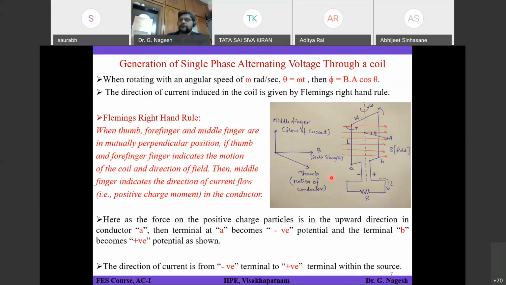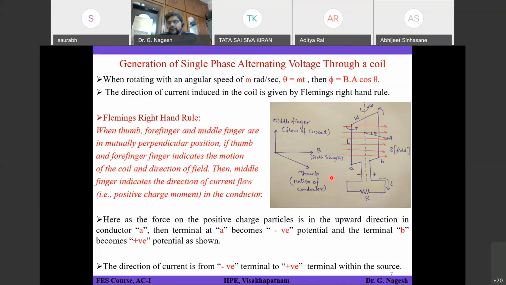Okay, so try to see this. If you place all these three in perpendicular directions, this forefinger indicates your flux. Did anyone manage to find out? Sir, getting upwards, sir. From A to B. Yes, it's upward in conductor A, and downward in conductor B.